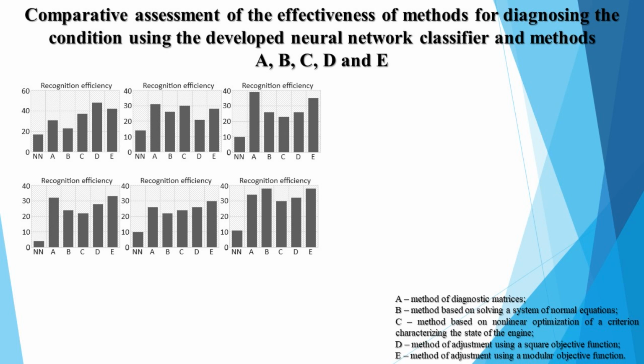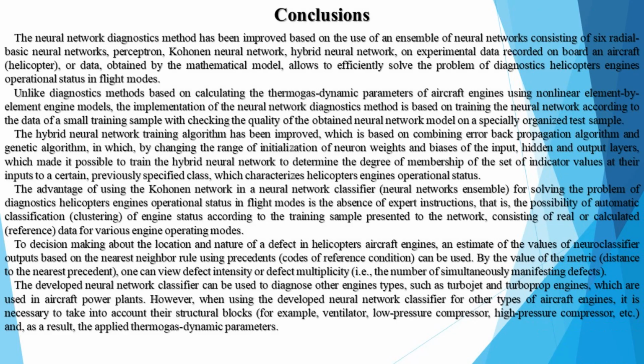The results of comparing the effectiveness of the neural network approach with methods A, B, C, D, and E show in this figure that the advantage of the developed neural network classifier over other methods increases as information about the controlled engine parameters decreases. The conclusions are presented on this slide.